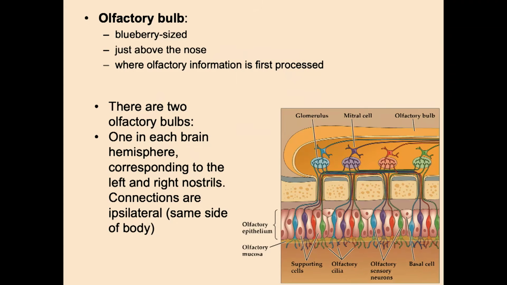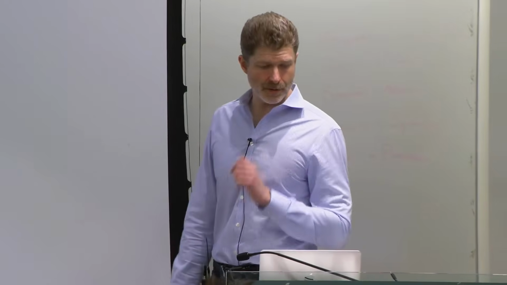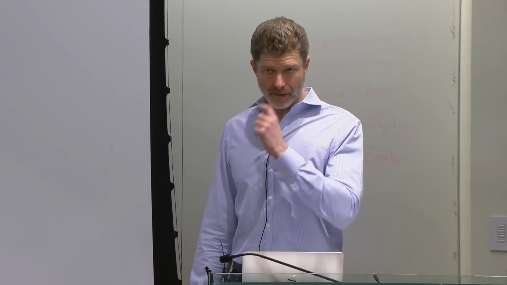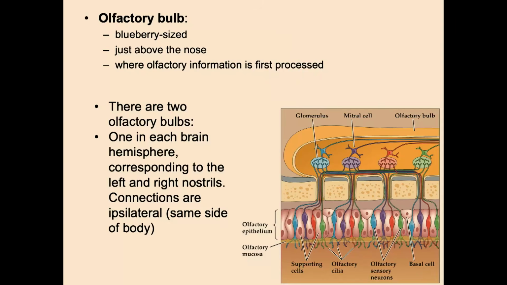Okay, so olfactory sensory neurons project through the olfactory bulb. It's about the size of a blueberry, just above the nose. It's where olfactory information is first processed, and there are two of them, one in each brain hemisphere corresponding to the left and the right nostrils. And the connections are ipsilateral. So in other words, the left nostril projects to the left olfactory bulb, and the right nostril projects to the right olfactory bulb.